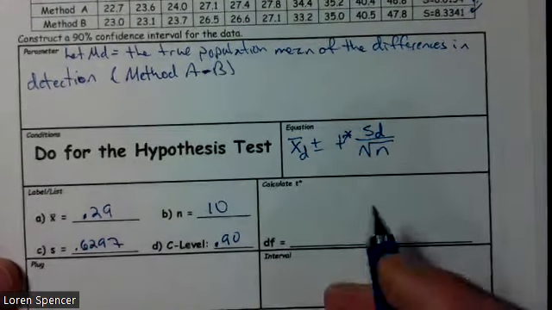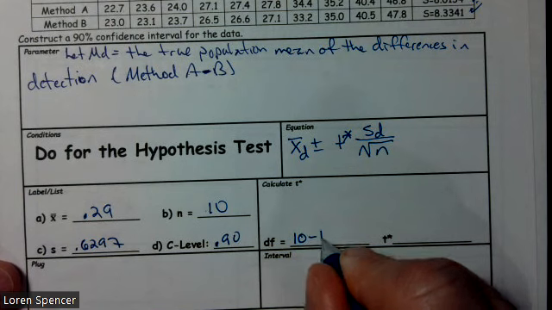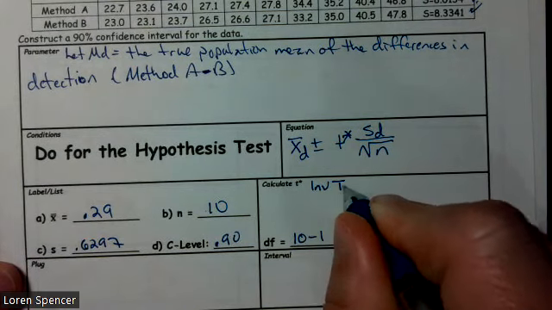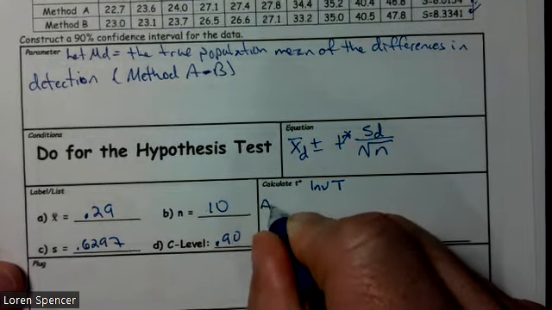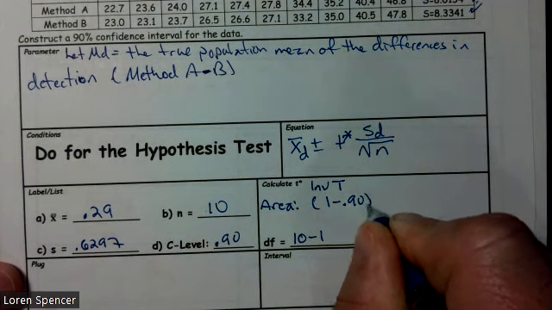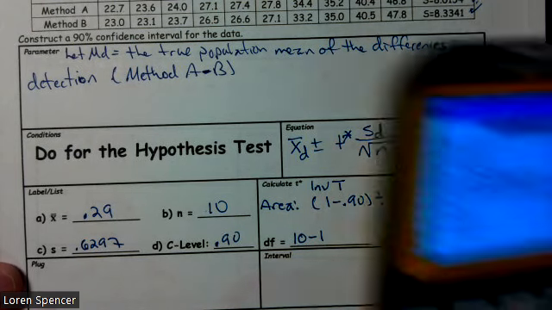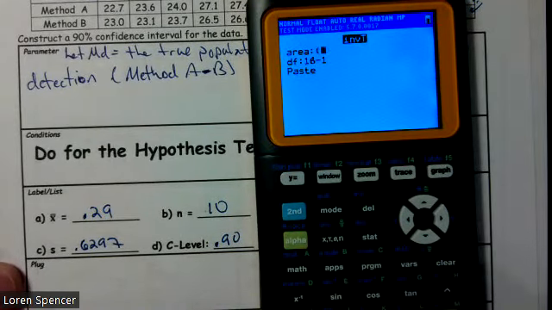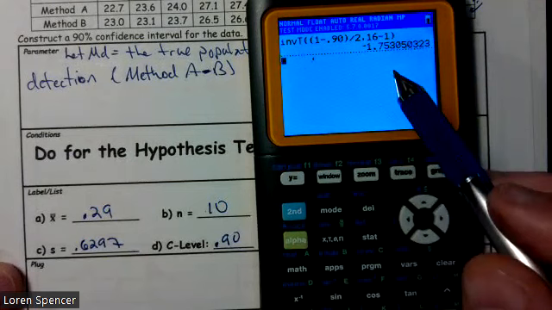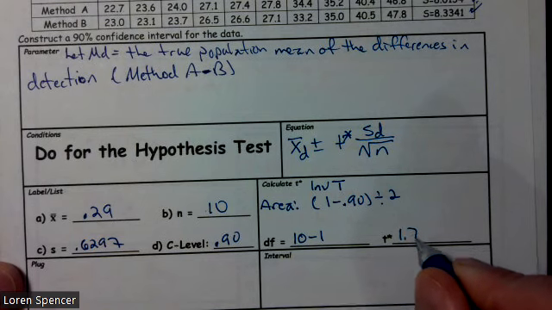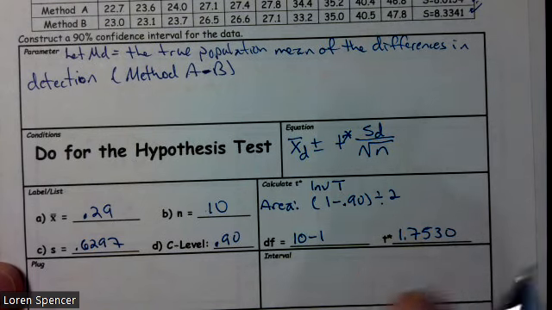All right, so degrees of freedom. Degrees of freedom are simply going to be 10 minus 1. We need to calculate t star. So we're going to have to go to inverse T. And it's going to ask us for our area. And our area is going to be 1 minus 0.90 divided by 2. And now we'll get our t star for us. So 2nd VARS, invT, parenthesis 1 minus 0.90, close parenthesis, divided by 2. And I end up getting 1.7530. We're going to make that positive. Actually, there's a longer explanation, but we're going to leave that off.